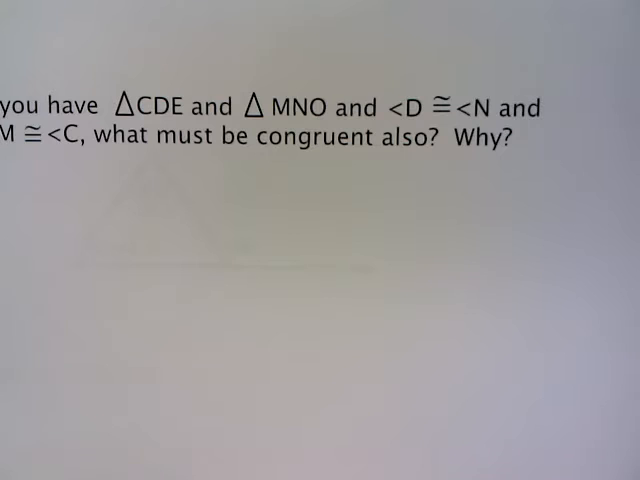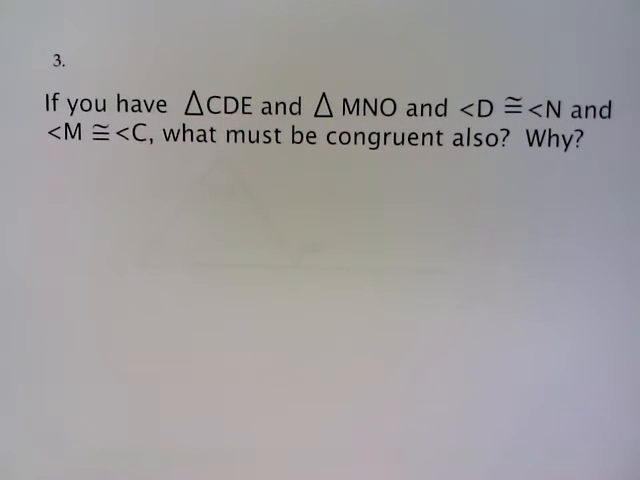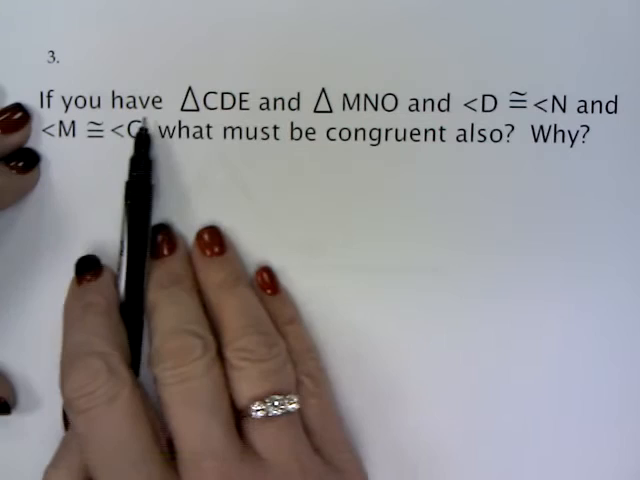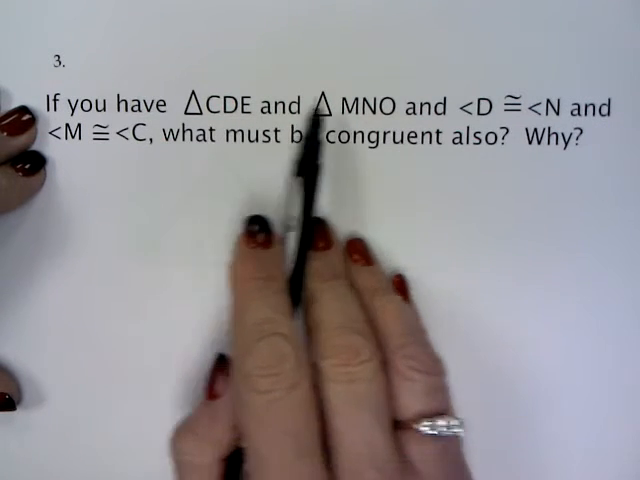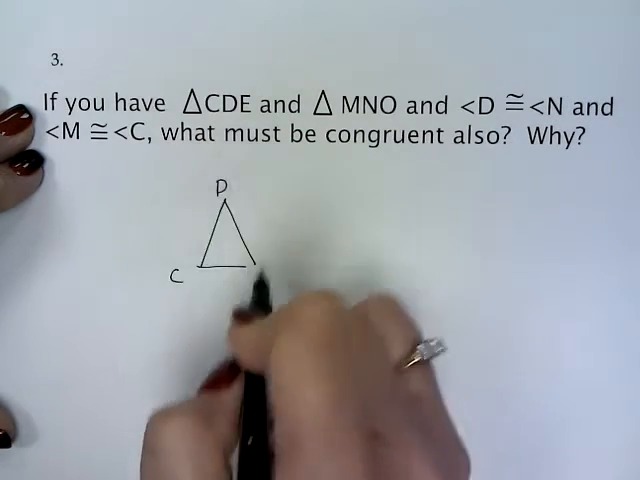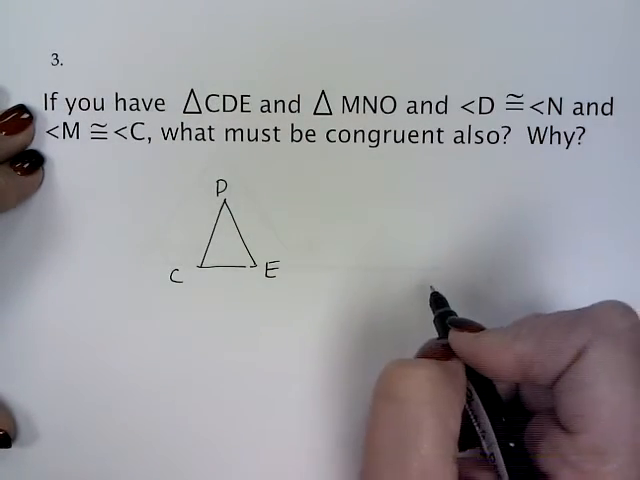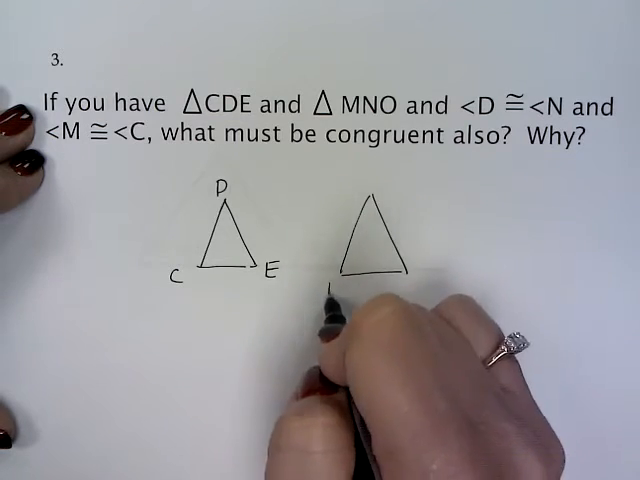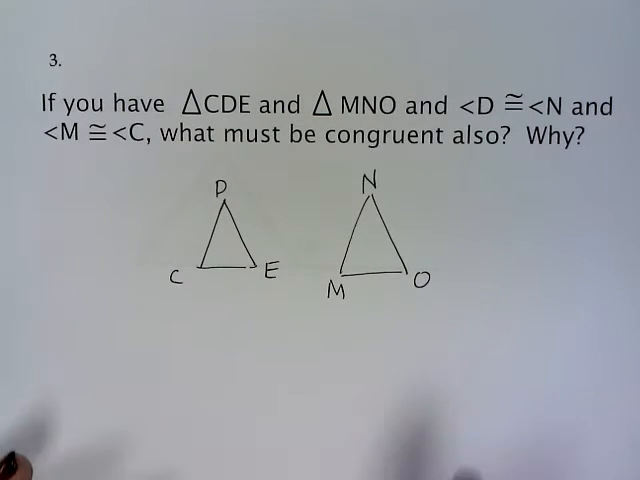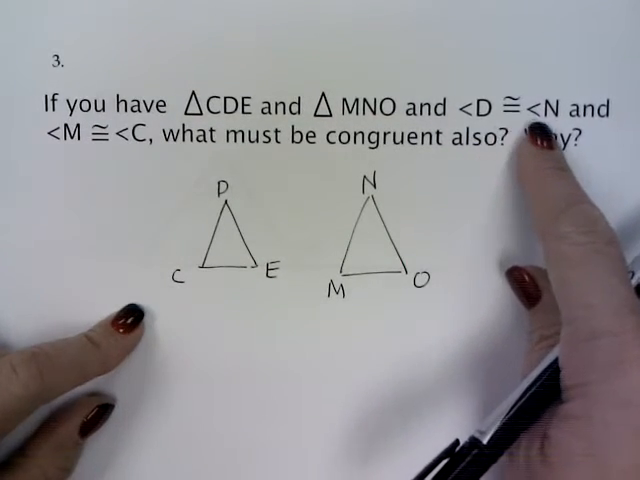All right, a lot of questions on your test are going to be in words, and you're going to have to draw a picture. So what you're going to have to do is figure out what's going on. It's a lot like your review in the capacity that it's going to give you a scenario, and you need to figure out what's going on. So it says, if I have triangle CDE and MNO, let me draw them so I can see them. It doesn't matter what I draw them as. I'm just drawing a picture to get a visual. That's all I'm doing. Now it tells me that angle D is congruent to angle N.